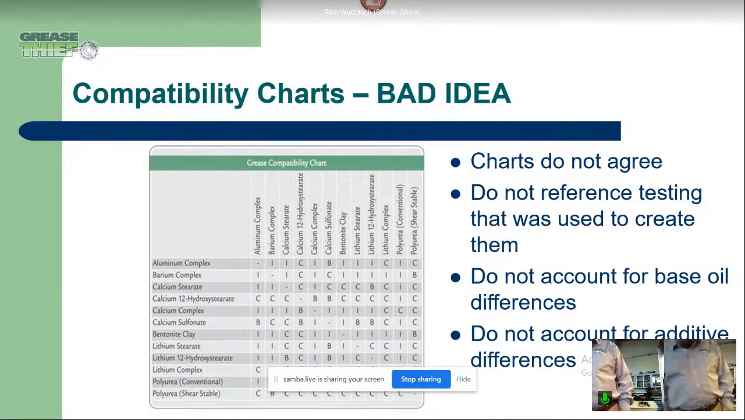So, another thing about these charts that we should consider is that they do not reference the testing. They do not account for the base oil differences. These charts are only based off of the thickener and the thickener family. In fact, within these families, you can have variation. It says here calcium complex. Well, that could be 20 or 30 different formulations. You can choose a number of different acids to mate up with that calcium to create that calcium complex.